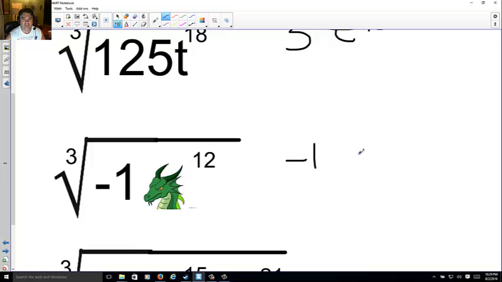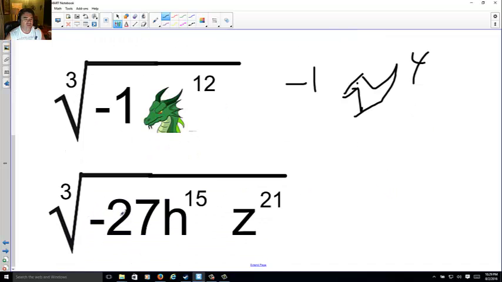And dragon, yeah, that looks just like that dragon. 12 divided by 3 is 4. Finally, negative 27, what times what times what? That'd be negative 3. 15 divided by 3 is h to the 5th. 21 divided by 3 is z to the 7th.